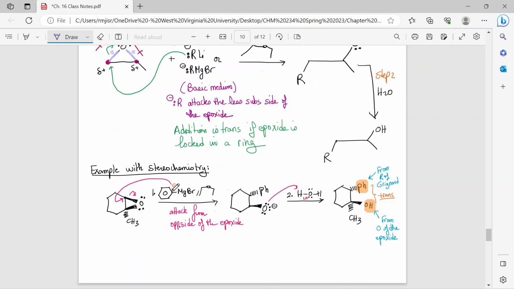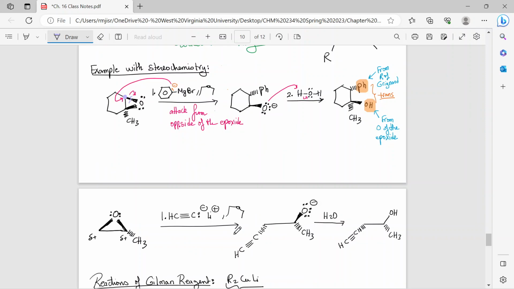Always your addition has to be a trans addition, because your carbanion needs to attack on the less substituted carbon. So here it's attacking on this carbon over there. It's going to attack on the less substituted carbon from the opposite side of the epoxide, and it's going to break this bond over here. So the oxygen will stay in front, and when it's protonated, you are not breaking the chiral center. So it stays in front, and you end up having a trans addition in this case.